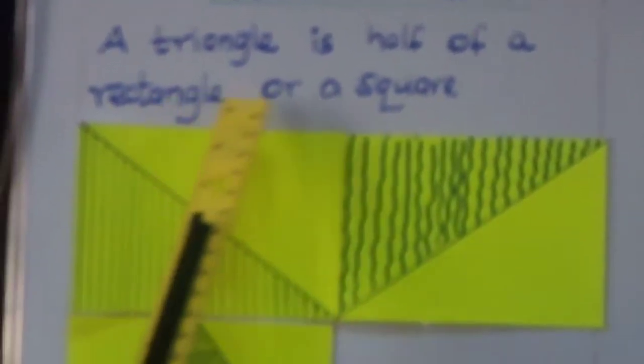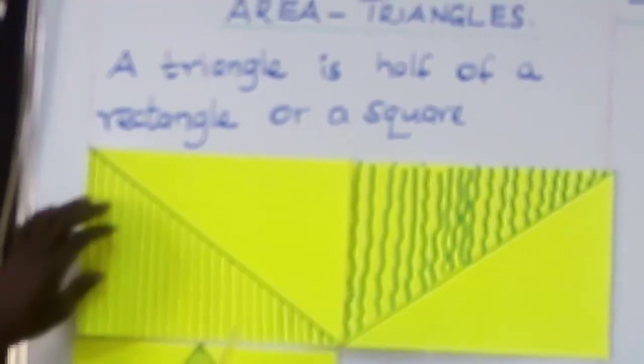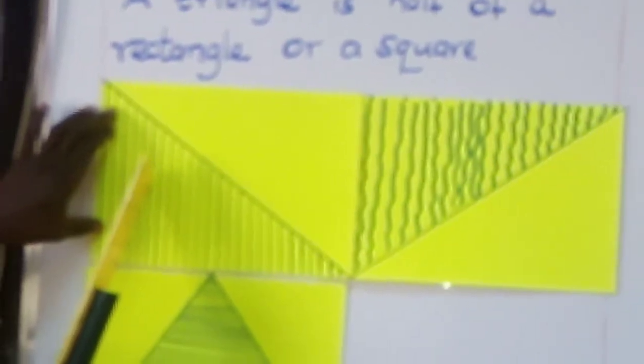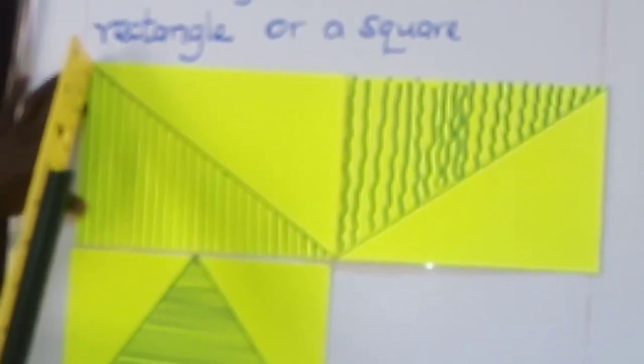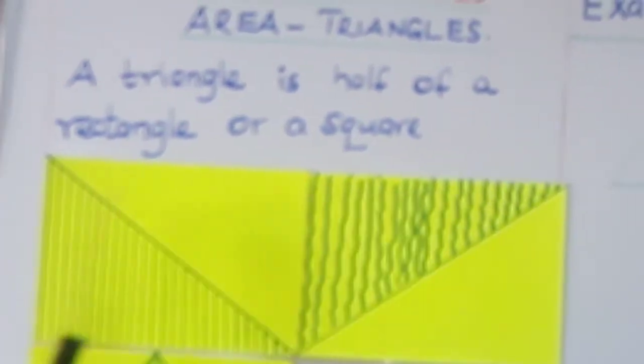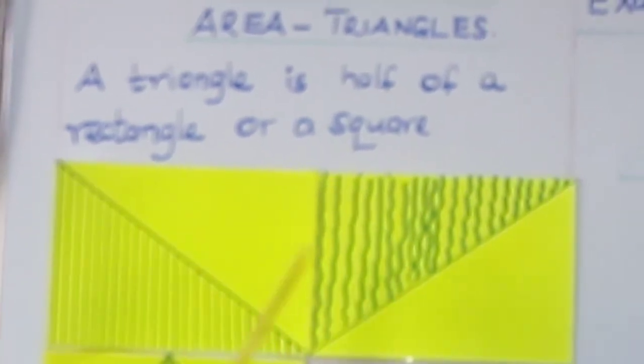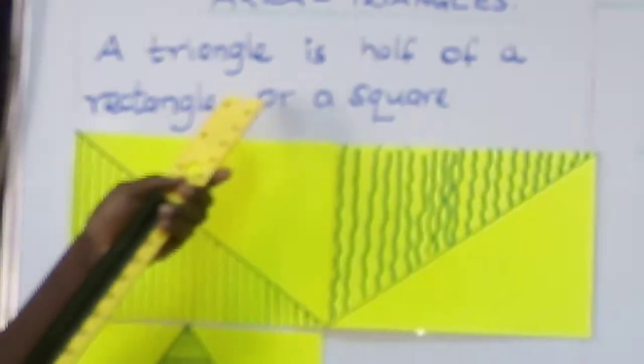Now, I have written here, a triangle is half of a rectangle or a square. These examples I've drawn for you on the board. This triangle is along this diagonal, and that one and that one. The shaded regions are showing different triangles.